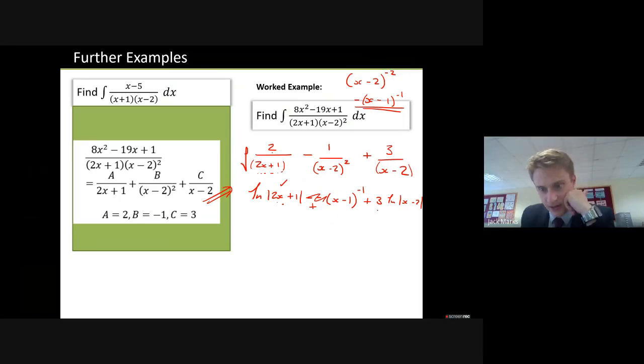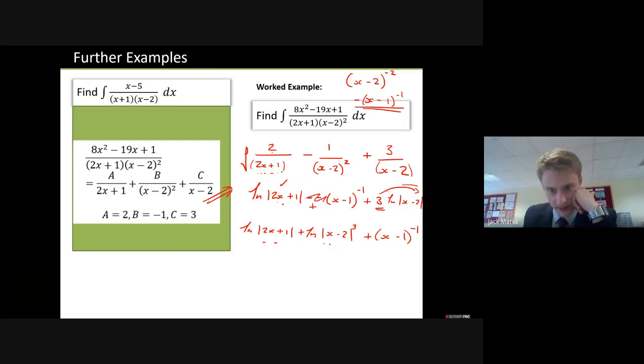If you want to put the logs together and there's a number at the front, move that number up to the power. So this is the same as the natural log of 2x plus 1 plus the natural log of x minus 2 all cubed, plus x minus 1 to the minus 1. And then you could put these together. Okay, so you could say it's the natural log of 2x plus 1 multiplied by x minus 2 cubed plus this bit here plus c.